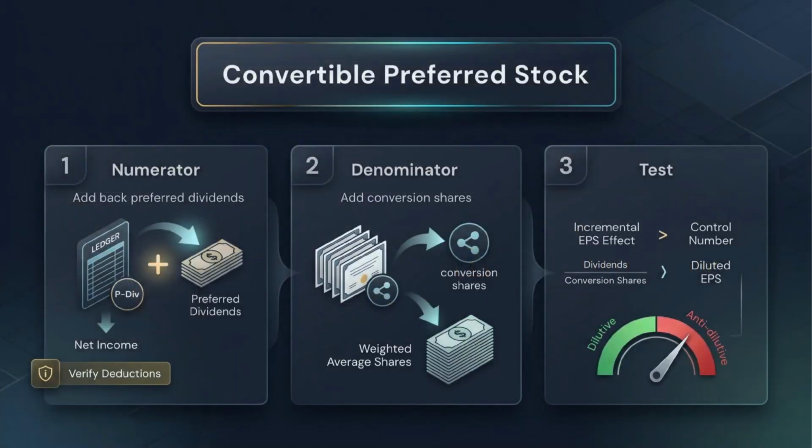For convertible preferred stock, the numerator adjustment is the preferred dividend addback. Why? Because if the preferred stock had converted into common shares, the preferred dividend would not have been deducted in computing income available to common shareholders. At the same time, the denominator increases by the common shares that would be issued on conversion. Both effects must be considered together before deciding whether the security is dilutive.